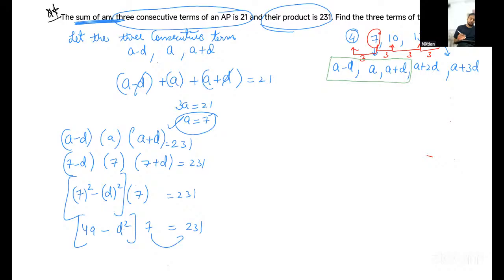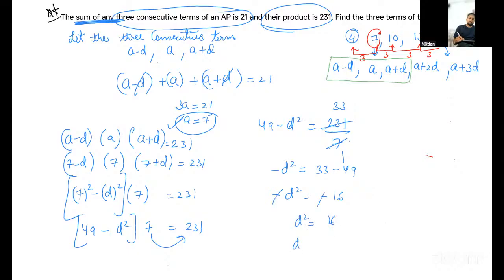Now this 7 will divide. So it will become 49 minus D square is equals to 231 divided by 7. 7 3s are 21, so it is 33. So minus D square is equals to 33 minus 49. So minus D square is equals to minus 16. So D square is equals to 16. D is equals to root of 16. So D can be minus plus 4.